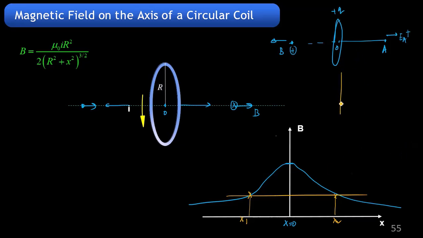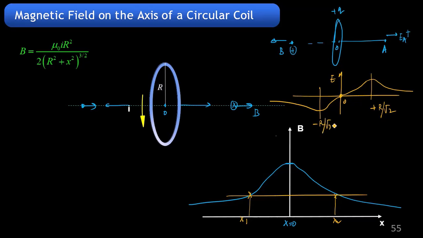For the electric field, if I plot the electric field, at the center the electric field will be 0. If I go towards the right hand side, it will increase and then again decrease. For the left hand side, it will decrease and then increase like this. So these are the 2 points where it becomes maximum and minimum. The position where E is maximum is plus R by root 2, and here it is minus R by root 2. So the positions of maximum and minimum will be different.